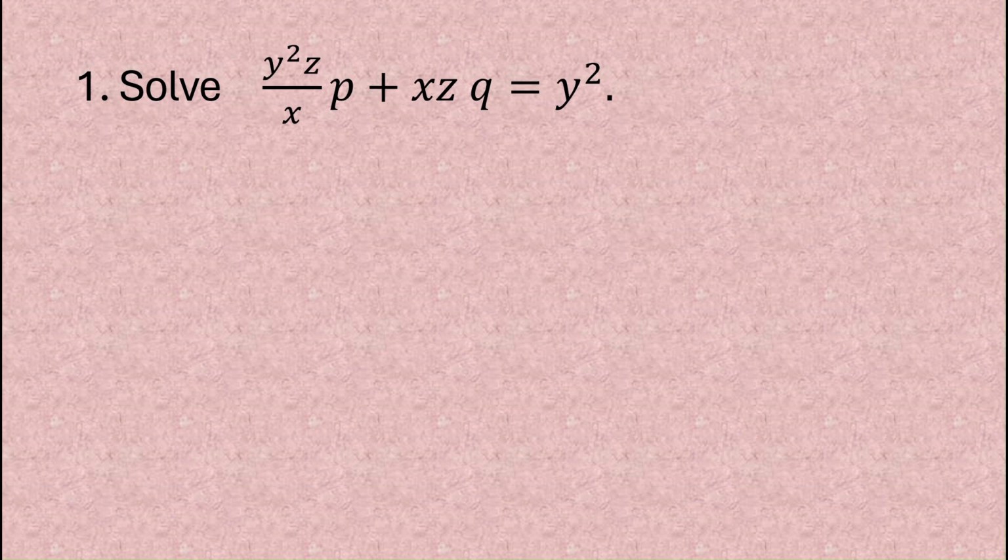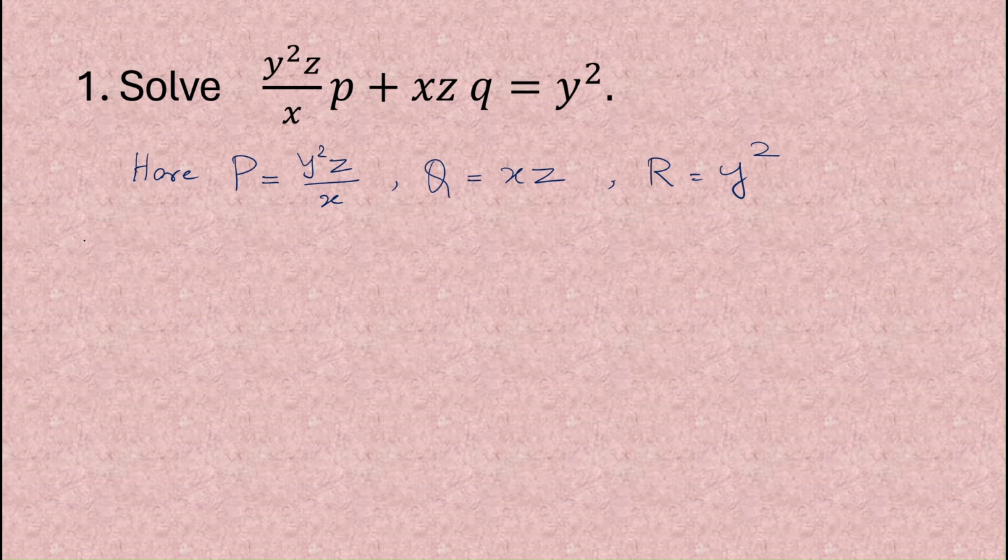So the first problem is (y square z by x) into p plus xz q is equal to y square. Now if you look at this equation, this is of the form capital P into small p plus capital Q into small q is equal to R. Okay, so here, what is capital P? Capital P is nothing but y square z by x, capital Q is nothing but x into z, and capital R is nothing but the right hand side function y square. So now P, Q, R are functions of x, y and z.